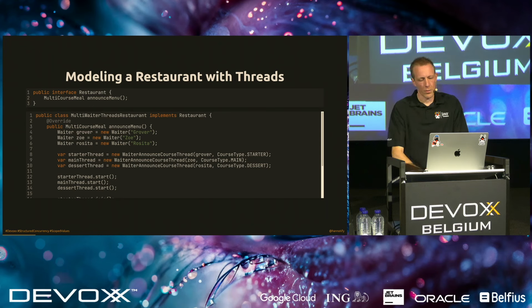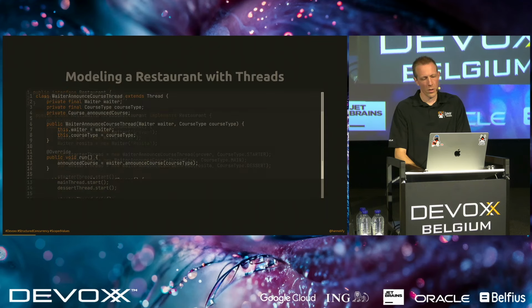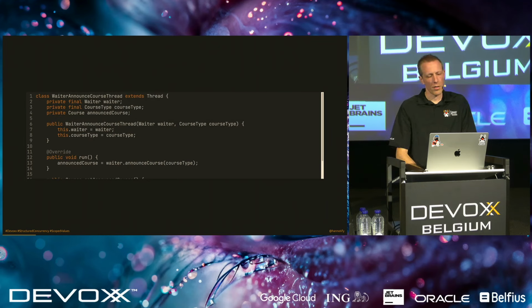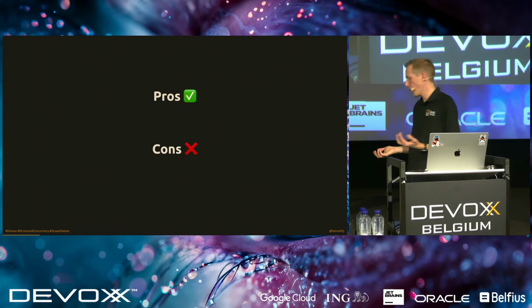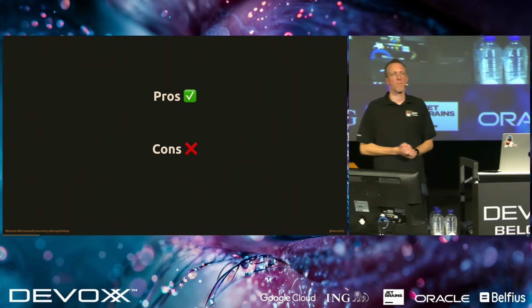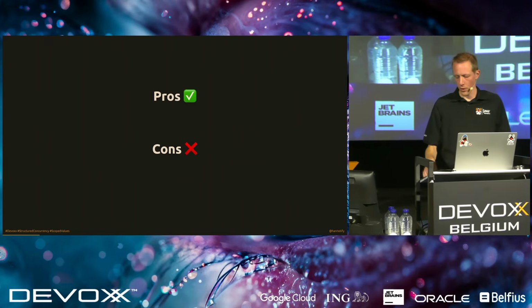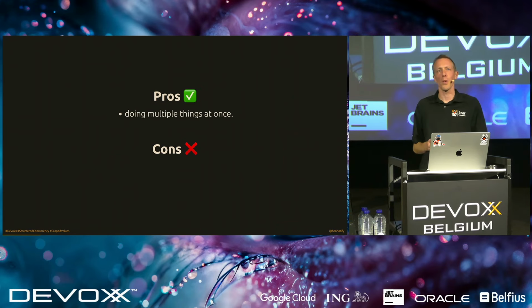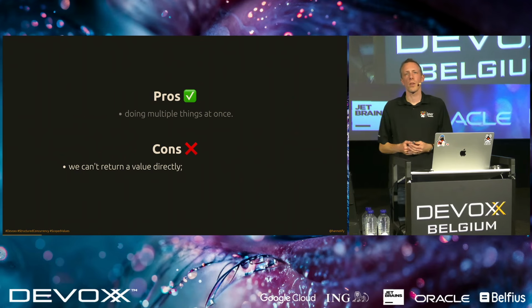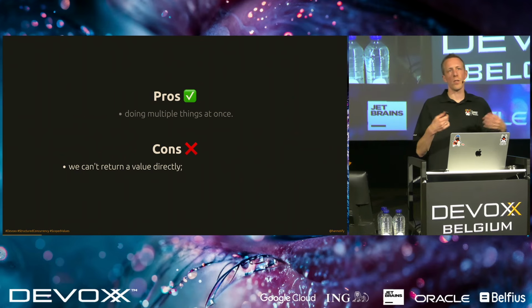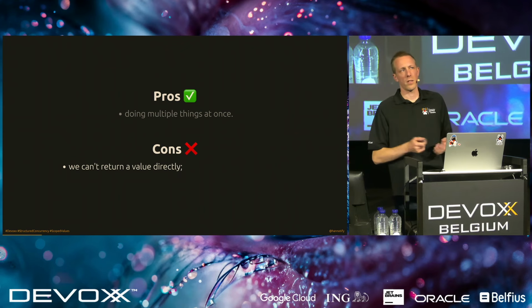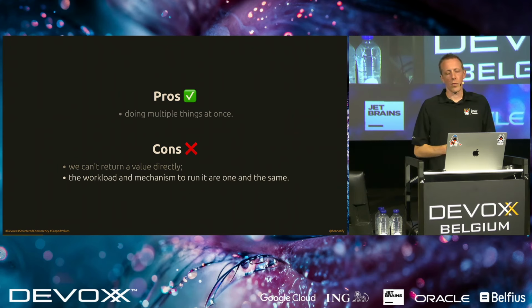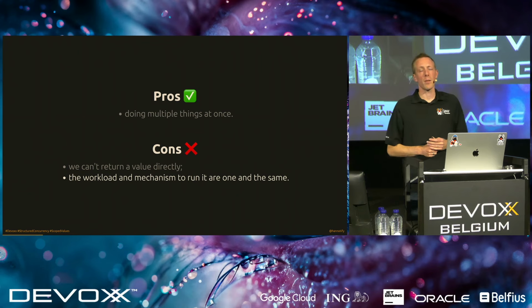Right, this is how it turned out, which is the code that we just wrote with the separate class of the waiter announced course thread. So the Java thread, the basic building block of any concurrency construct, has a few pros and cons, right? I like the fact that we're doing multiple things at once, but that's kind of the point of using multiple threads. But one of the cons is we cannot return a value directly. I had to define a field and populate it and ask for it in a getter. And this is actually the biggest drawback, in my opinion.